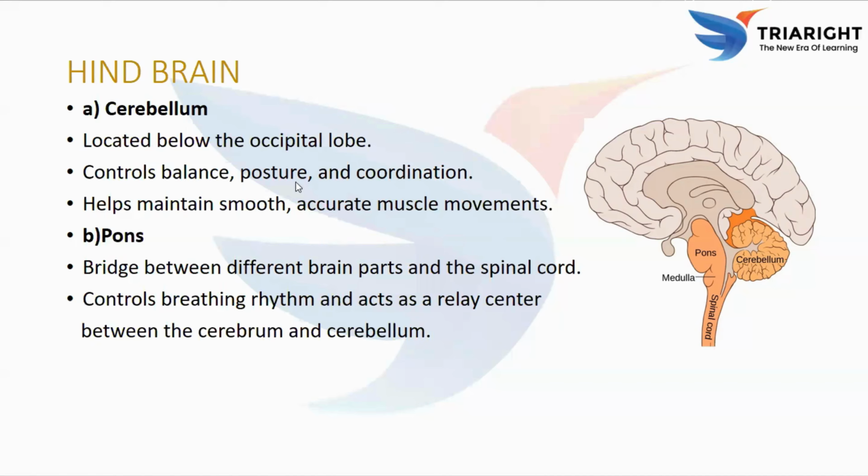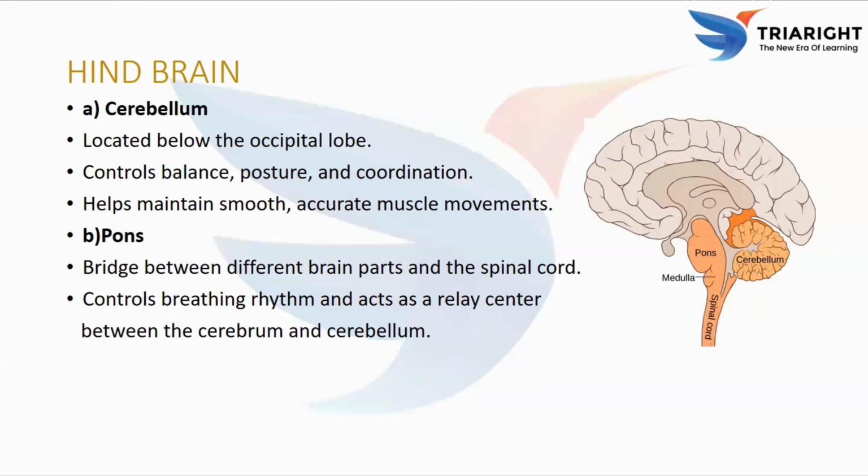So what is the cerebellum? You can see the picture of the hindbrain on the right side. You can find the cerebellum over here and also the pons. The cerebellum is found below the occipital lobe at the back of the brain. So what are the functions of the cerebellum? It maintains balance, posture and coordination. It helps in smooth and accurate muscle movements, for example, walking, writing or playing an instrument. So it ensures muscle control and fine tuning of actions.